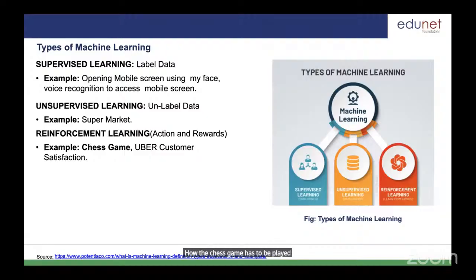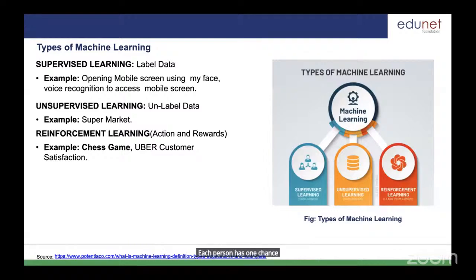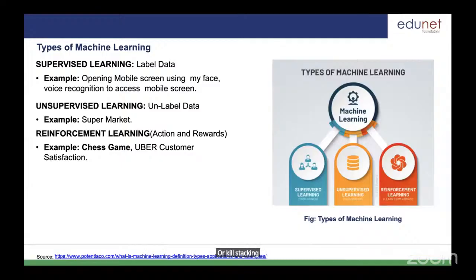So you'll just give some random instructions stating that two teams will be participating. Each person has one chance, and after that the opponent has to apply his trick, right? And the next instruction would be, whenever the king dies, that is the end of the game. Whoever defeats the king or kills the king, that person will be the winner. All the instructions will be given. So imagine that you are teaching the machine now, and you started playing with the machine.